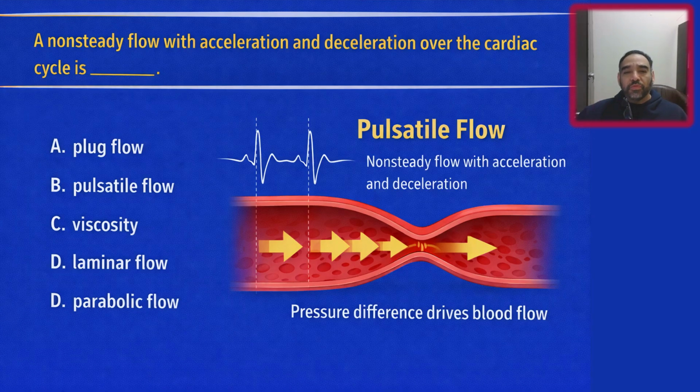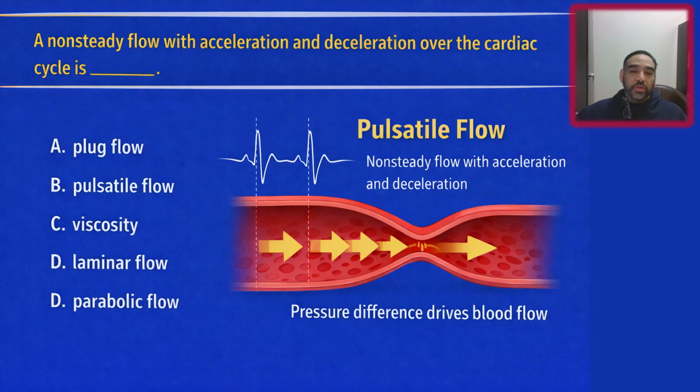So pulsatile flow changes with time, and because the heart beats in cycles, blood accelerates during systole, blood decelerates during diastole, velocity rises and falls with each heartbeat. So it is non-steady, meaning it does not remain constant. If something varies over the cardiac cycle, your brain should immediately think pulsatile.